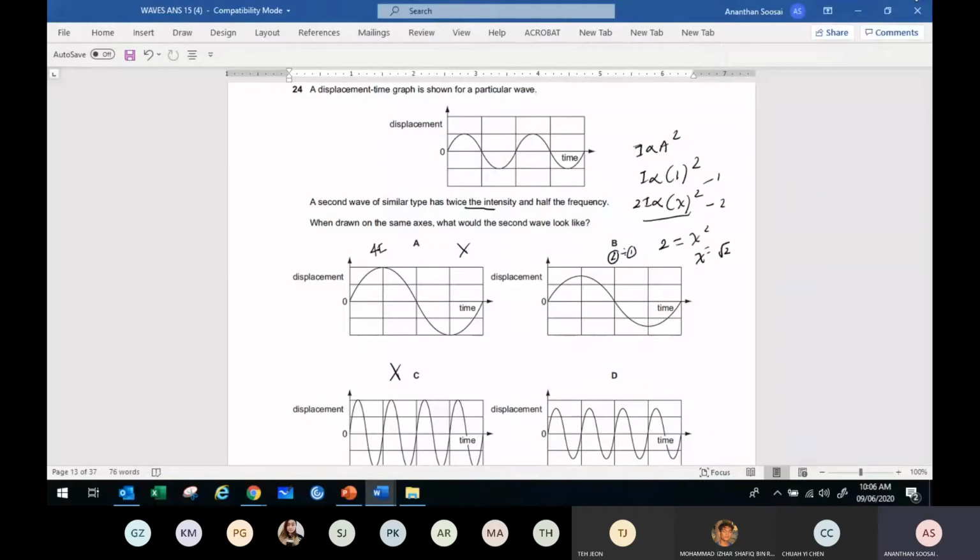And half the frequency means the period is double, right? The period here is 2 boxes. So with half the frequency, the period should be double. Now it should be 4 boxes. So yeah, the answer is B.